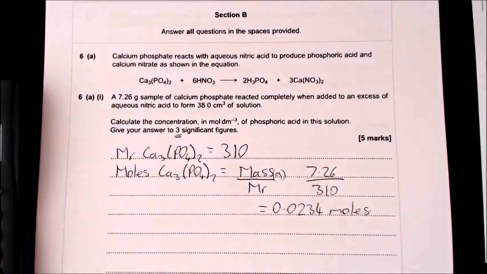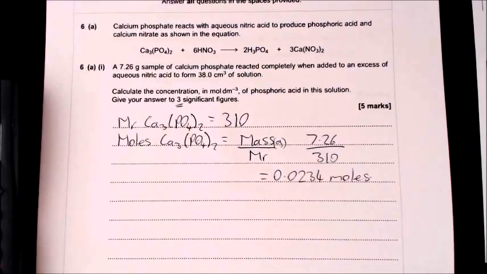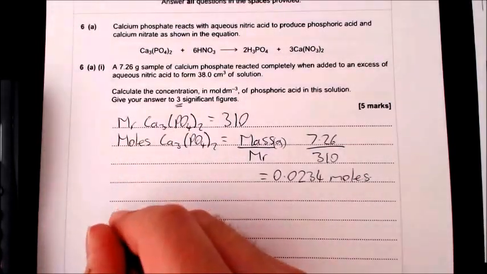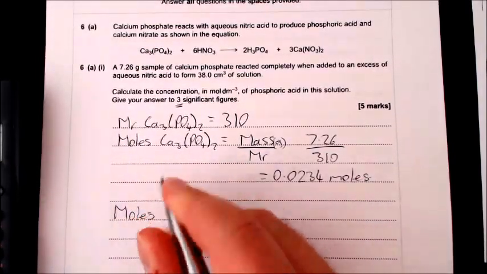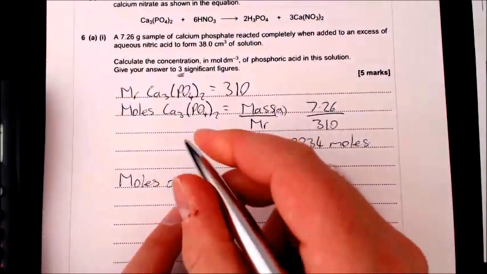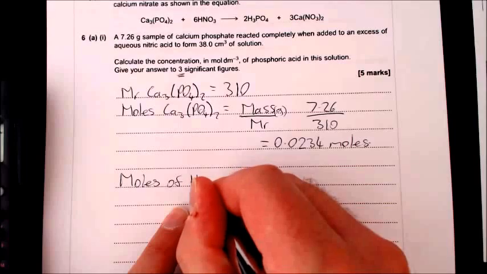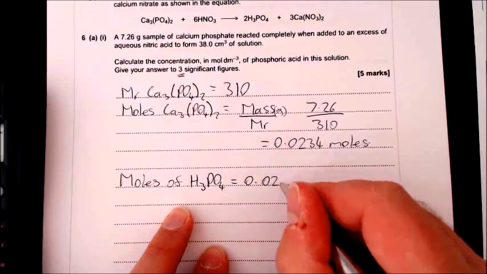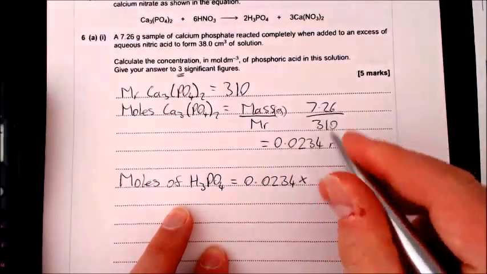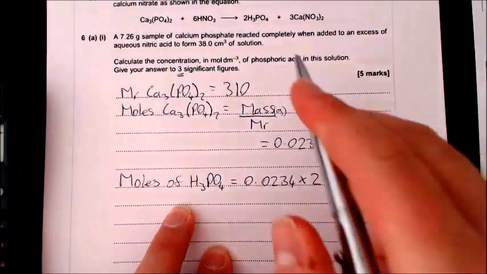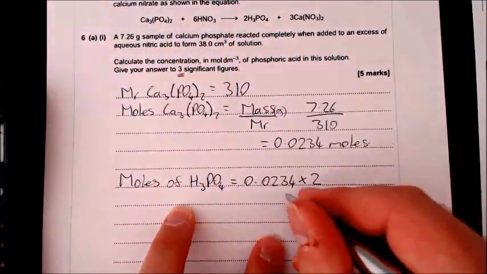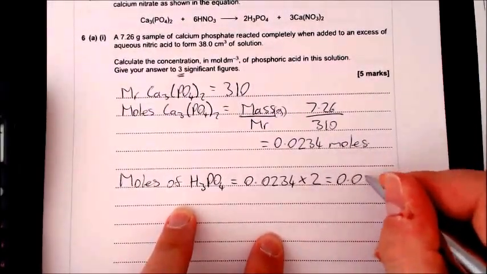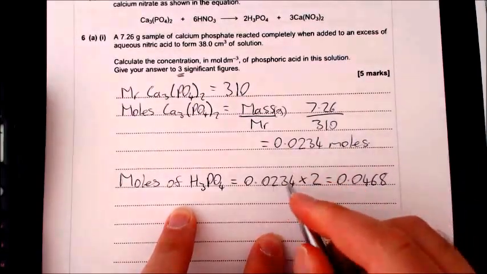So we're going to work out the number of moles. I'm just going to nudge that up a little bit. So we're going to take this number here. I'll just write it here. Moles of H3PO4, and that should equal 0.0234. Multiply that by 2, because we've got a 1 to 2 ratio, and we should get an answer of 0.0468. Because you can see we've just doubled all the numbers in there.